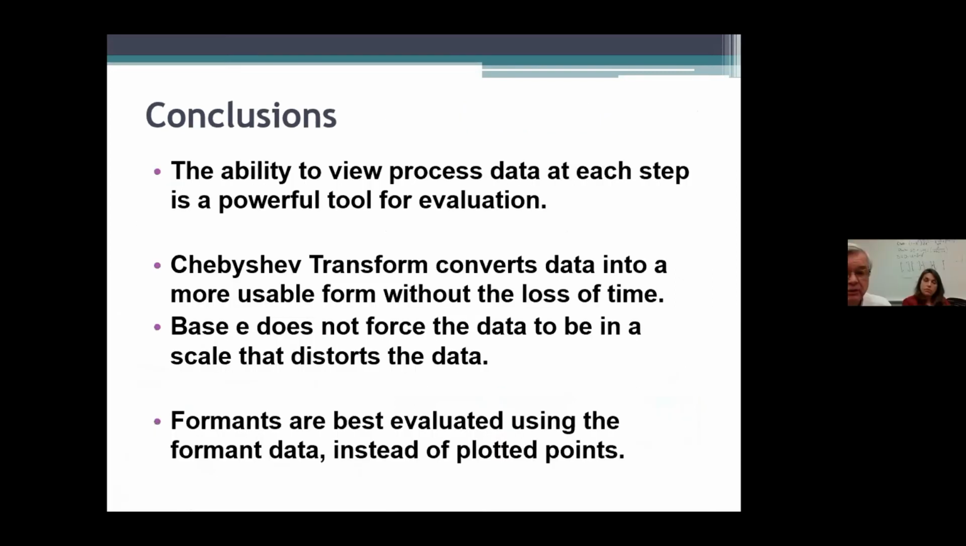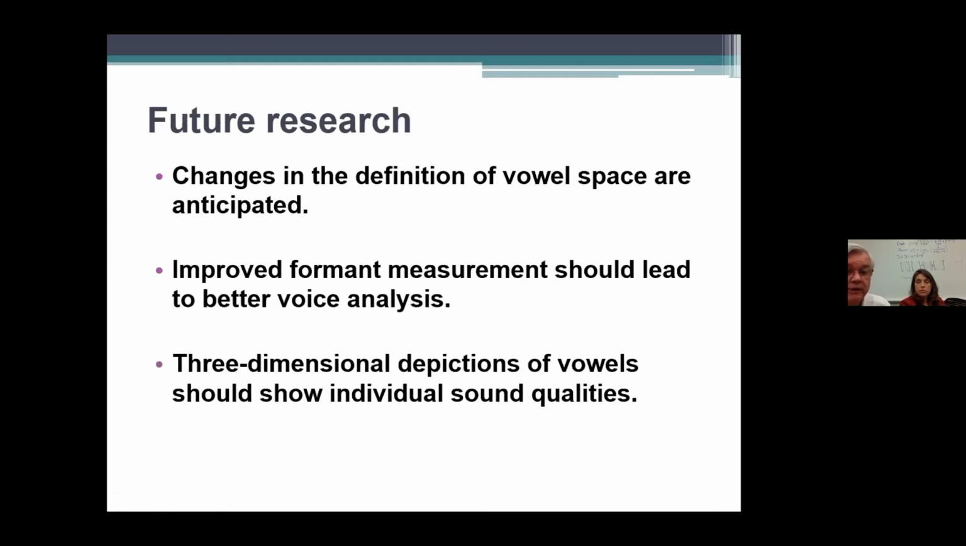The ability to view process data at each step is a powerful tool for evaluation. The Chebyshev Transform converts data into more usable form without the loss of time. Base E does not force the data to be in a scale that distorts the data. Formants are best evaluated using formant data instead of plotted points.